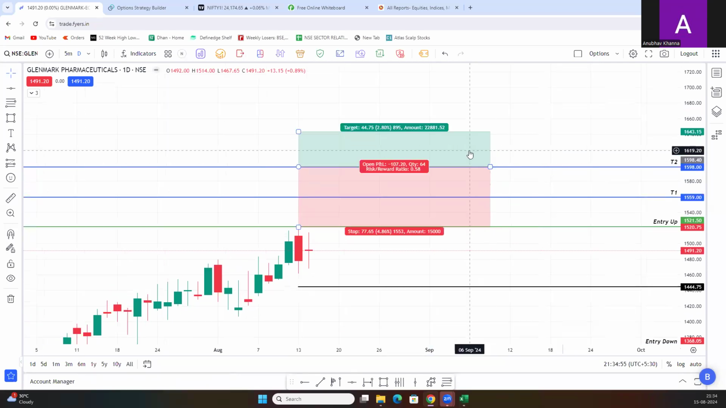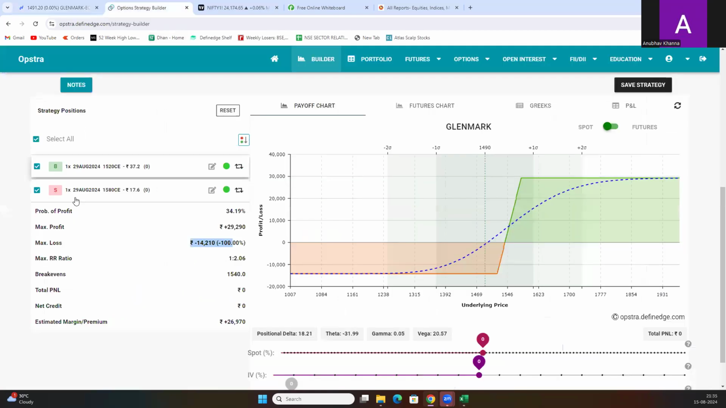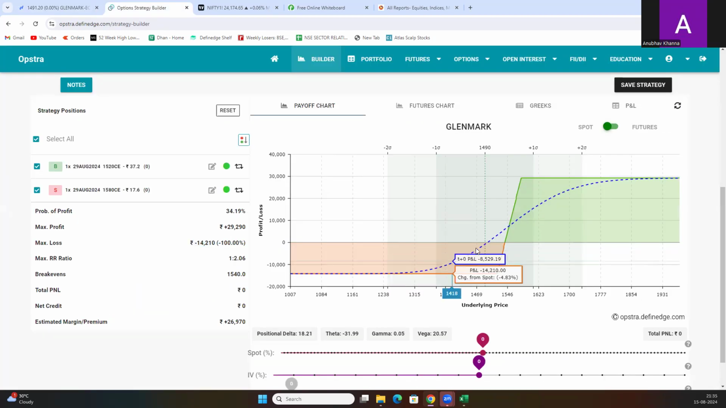In FNO, you cannot do that because you will not be trading with 10 lots of selling and 10 lots of buying. You cannot do that because the margin here is only 26,000. But the risk is also good. If you see here, what is our stop loss? It is 1440. Suppose the price goes to 1440, right? Here, 1440 C on my screen.